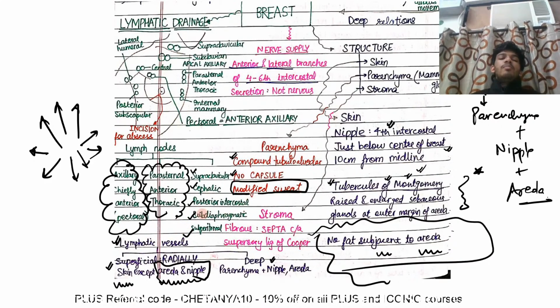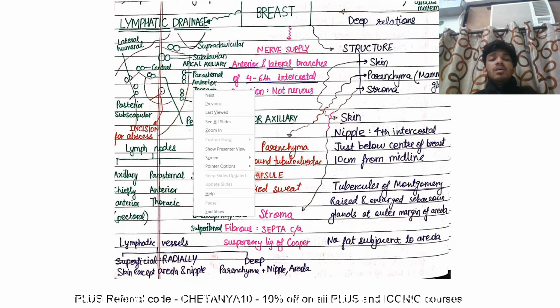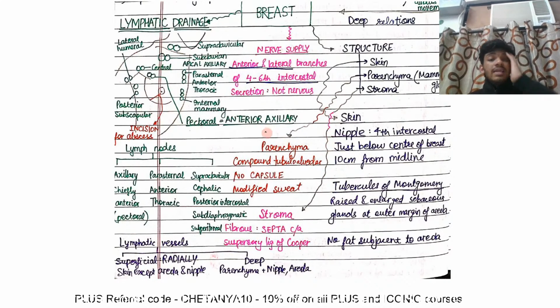Besides that, you can also remember posterior intercostal lymph nodes. Okay? It also goes to supraclavicular lymph nodes, cephalic lymph nodes, and subdiaphragmatic lymph nodes. That is not our area of concern right now. So first of all, we're going to talk a little bit about the lymph nodes of the breast in the axillary region.